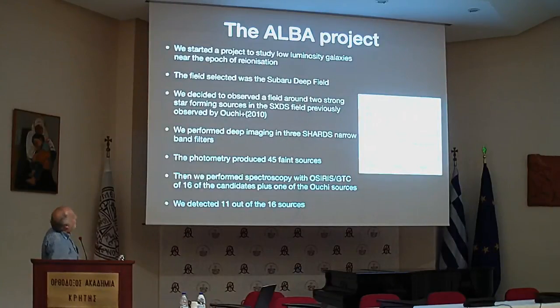This is part of the ALBA project that we started a few years ago, essentially to search for low luminosity galaxies before the epoch of reionization. The field selected was the Subaru-XMM Deep field. We observed with three relatively narrow filters, performing deep imaging, and we detected 45 very faint sources. Then we also applied for spectroscopy. We could put only 16 objects in the mask, plus three fillers and one of the Ouchi sources that we use as reference. And we detected 11 out of the 16 sources.